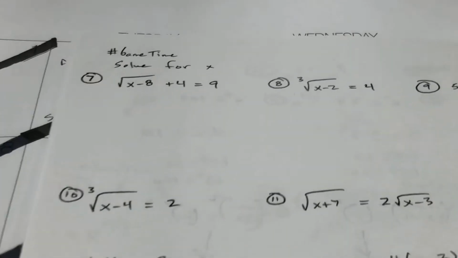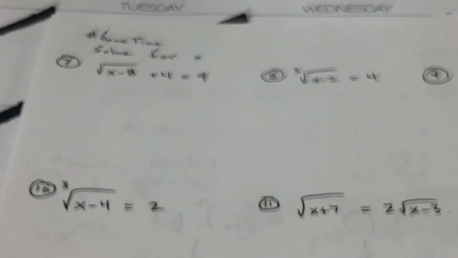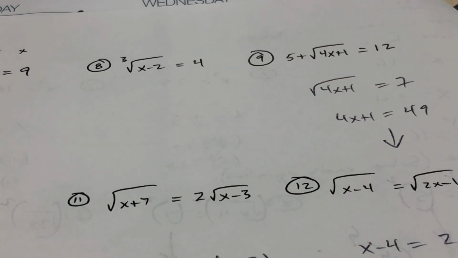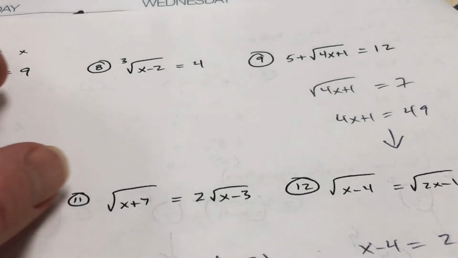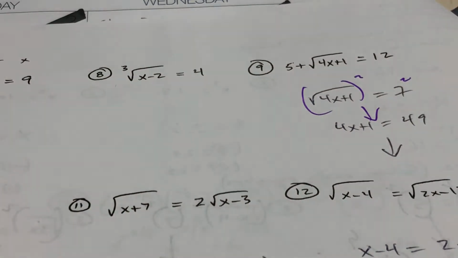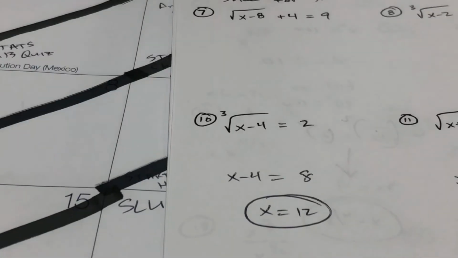Hashtag game time. So you guys can do all those again. I think the due date for this is next Tuesday. We'll make a lot of progress this week. All right. Subtract 5 on number 9. Subtract 5 from both sides, then square both sides. And then you can solve it from there.